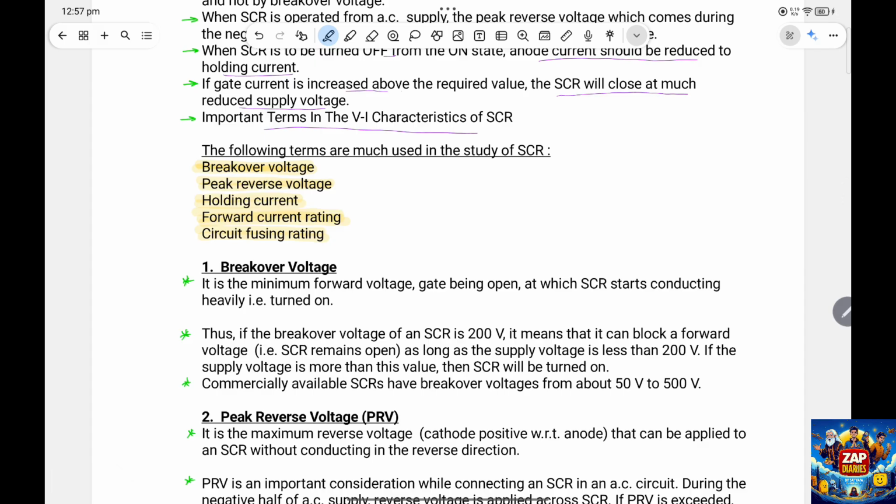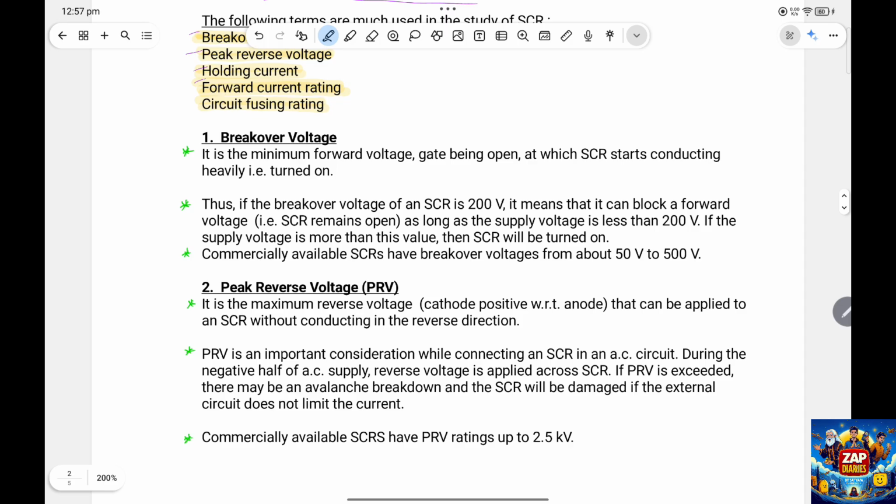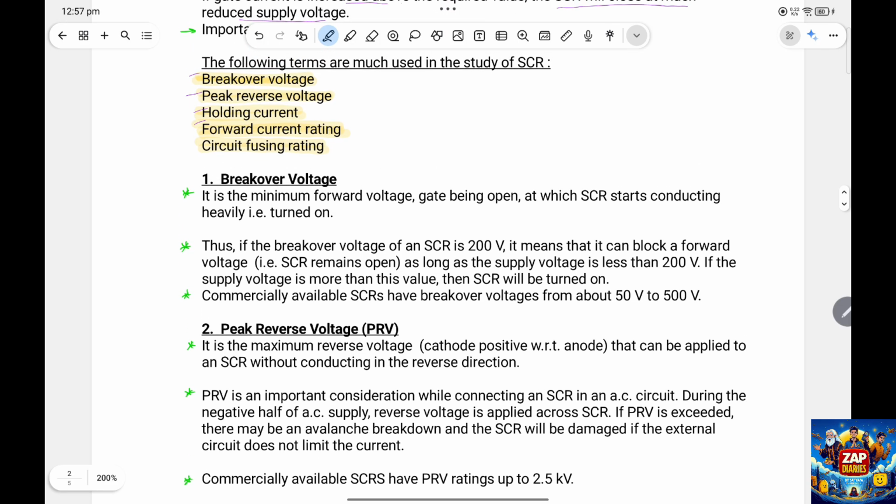To study SCR, we need these following terms like breakover voltage, peak reverse voltage, holding current, forward current rating, and current fusing rating. And I'm going to explain it in a very short way.